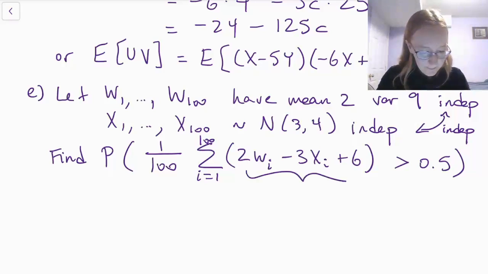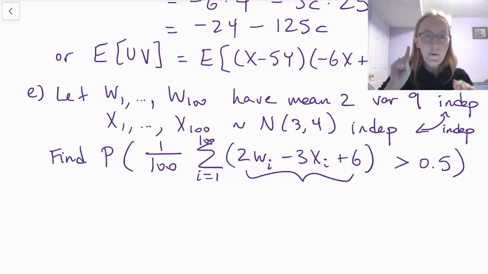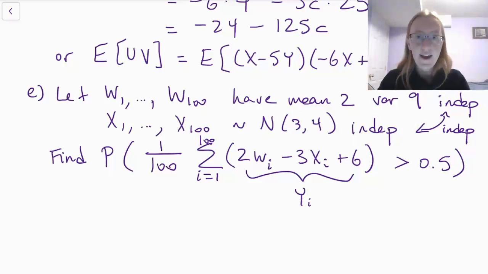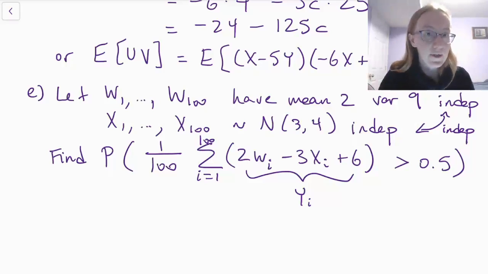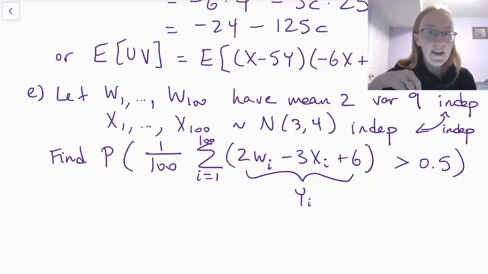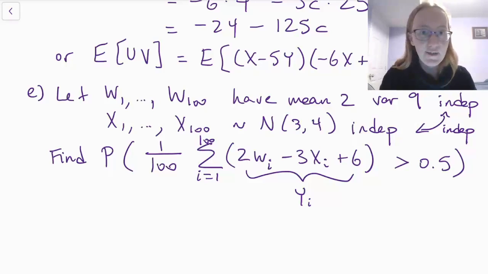So what we can do is think about one of these variables. Let's just think about one of them. We could call it yi. Let's let this equal yi. We know that yi is not necessarily a normal random variable, right? It's equal to negative 3 times the normal random variable, but also plus 2 times this w, which we have no idea what distribution it is. It's just some random continuous distribution, and then plus 6. So we don't know the distribution of yi.